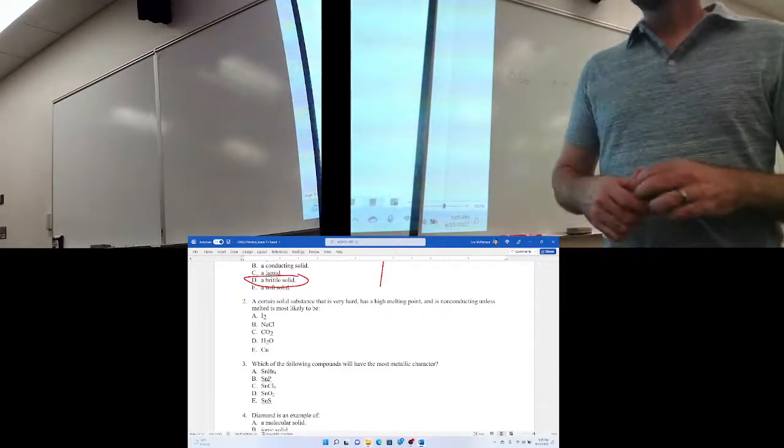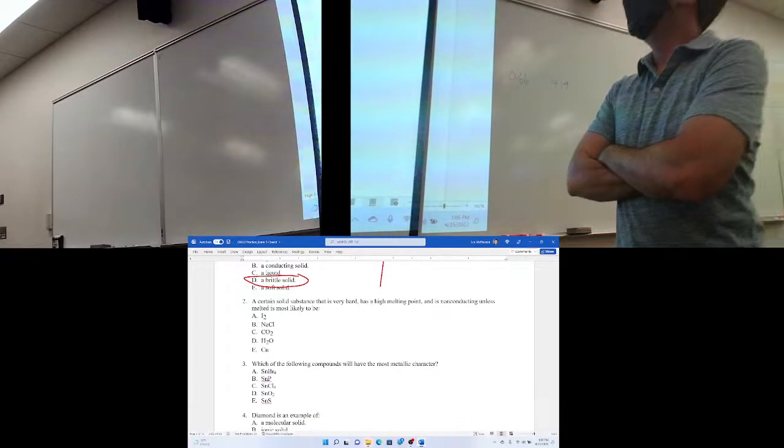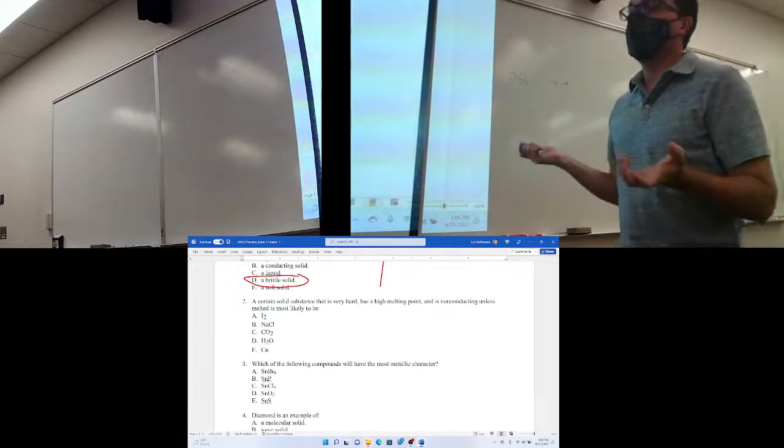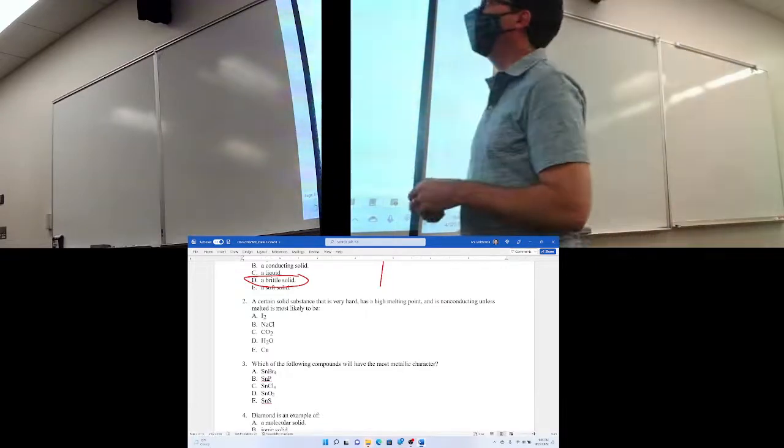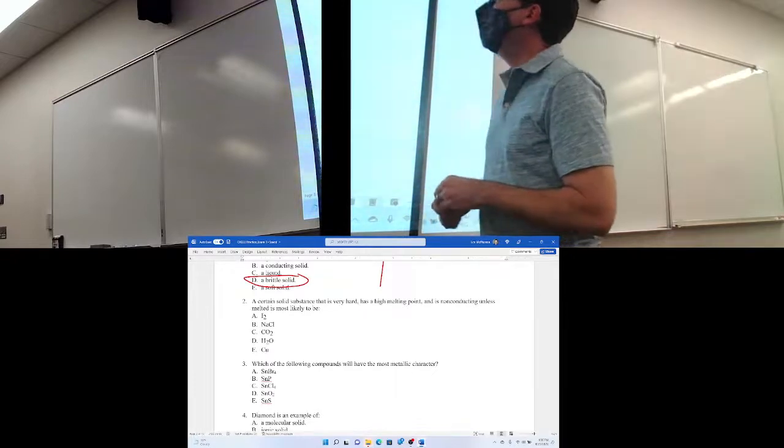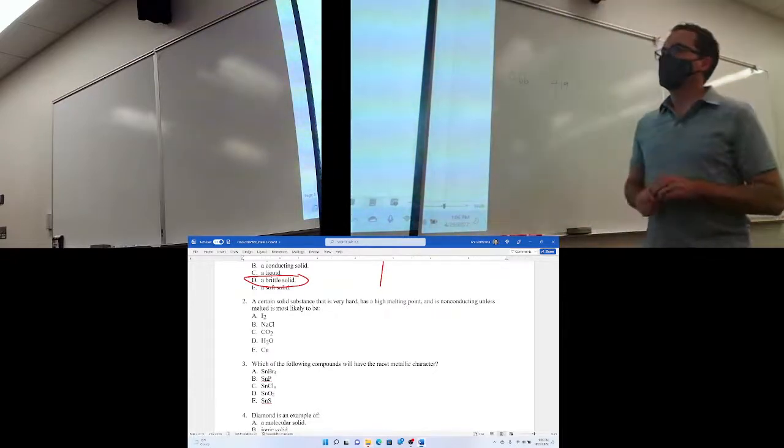Why is it not E? E would be conductive as a solid. So copper, and then melting points for metals are pretty variable.